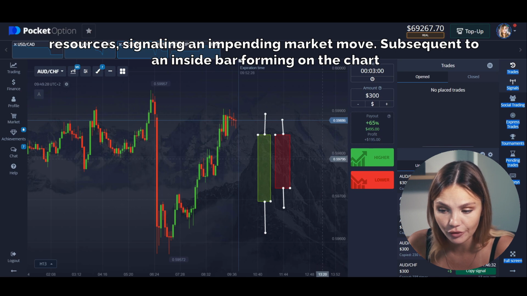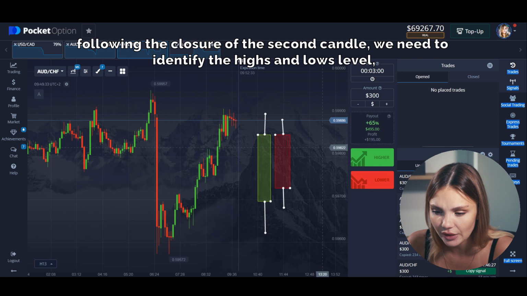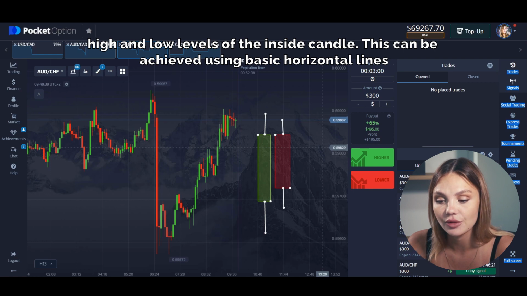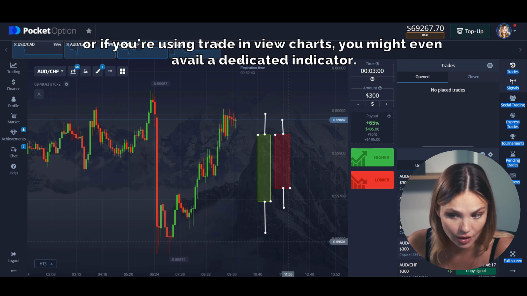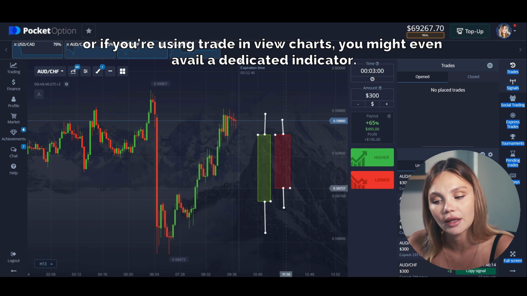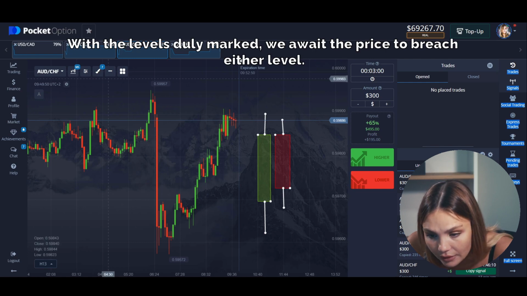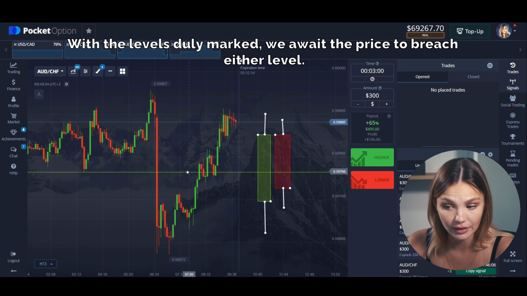Subsequent to an inside bar forming on the chart following the closure of the second candle, we need to identify the high and low levels of the inside candle. This can be achieved using basic horizontal lines, or if you're using TradingView charts, you might even avail a dedicated indicator. With the levels duly marked, we await the price to breach either level.